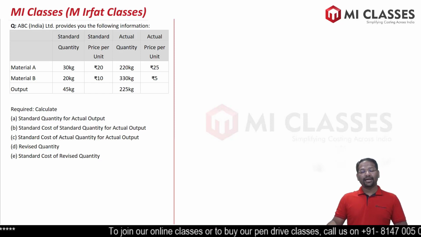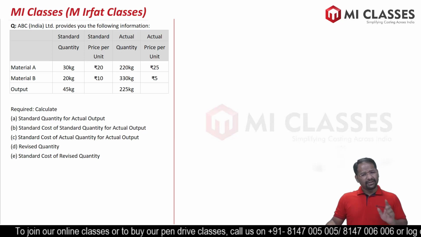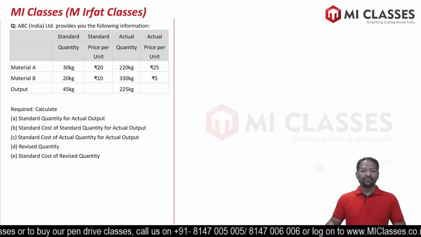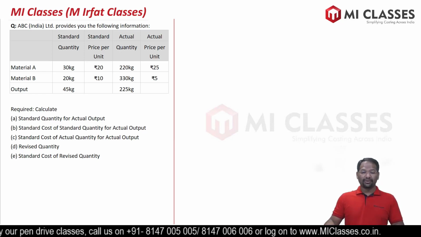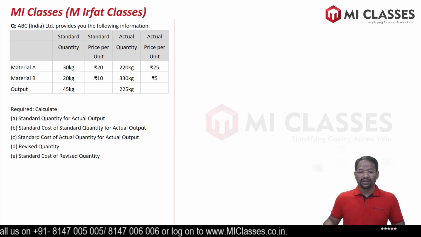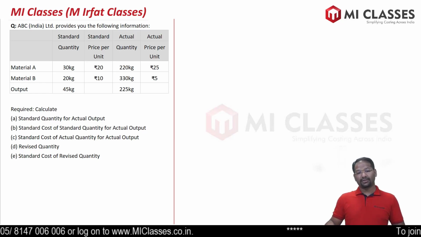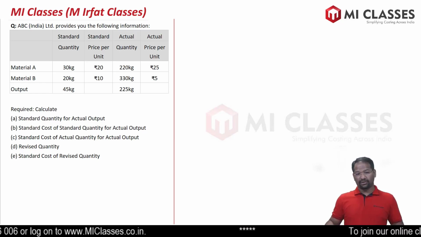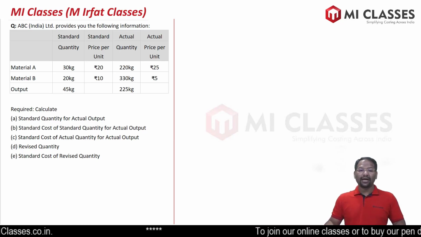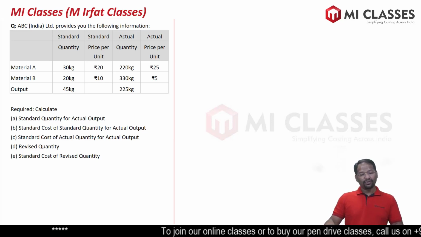In this lecture, we are going to learn the different terminologies which are used in standard costing. Sometimes we know the answer, but we get quite confused because of different words which are used in the question. For example, all of us know what is standard quantity, but if the question says calculate standard quantity for actual output, confusion starts. Similarly, we know standard cost. But if the question says standard cost of standard quantity for actual output, again confusion starts. So in this lecture, we are going to learn those terminologies.